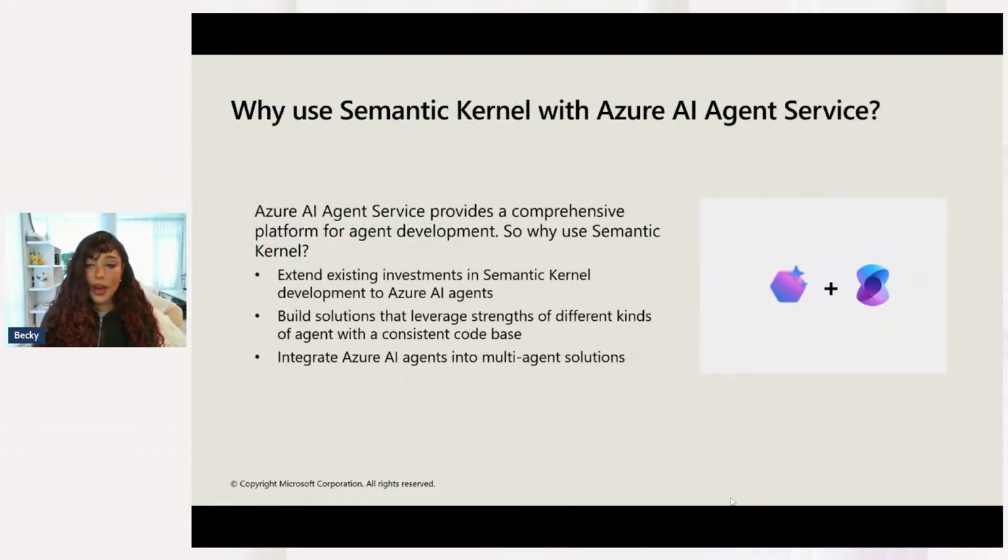So let's just talk about why you might want to use Semantic Kernel, because the Azure AI Agent Service does have a platform for agent development, but you might want to use the Semantic Kernel agent framework if you are already involved in Semantic Kernel. Maybe you already have a code base, maybe you're familiar with it, or maybe you want to build a solution with different types of agents. You can use Semantic Kernel to do that. It can also be very useful if you want to create a multi-agent solution with your Azure AI agent. Also, it's just really cool and really fun to use.